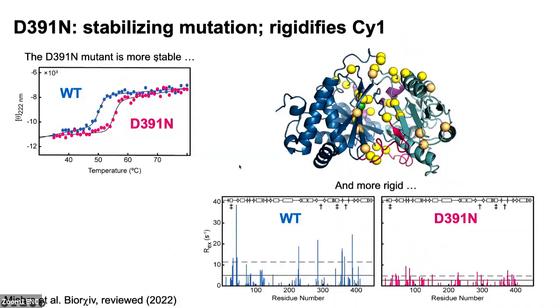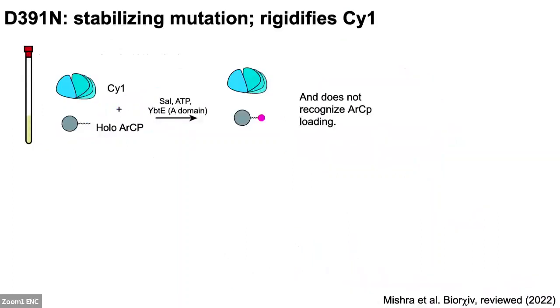It's a global rigidity. What you see on the top in the yellow spheres are where the relaxation contributions from chemical exchange have reduced. There are some increases, but they are few and far in between. So now we have a mutant that is not as dynamic. The flexibility is gone. So now what?